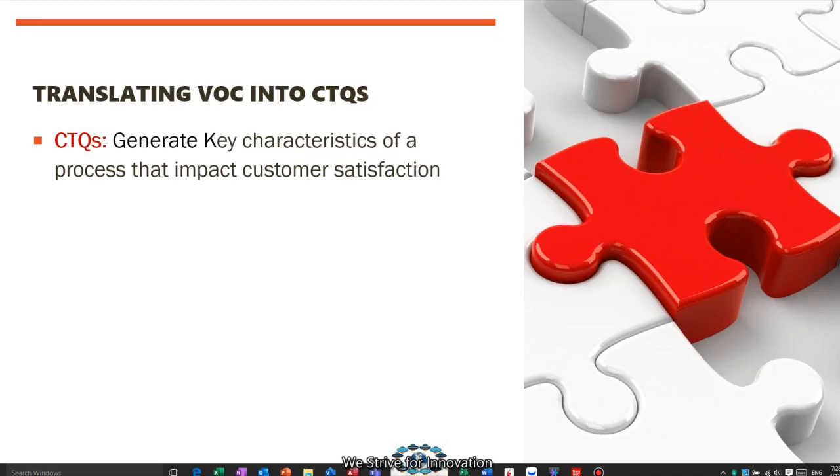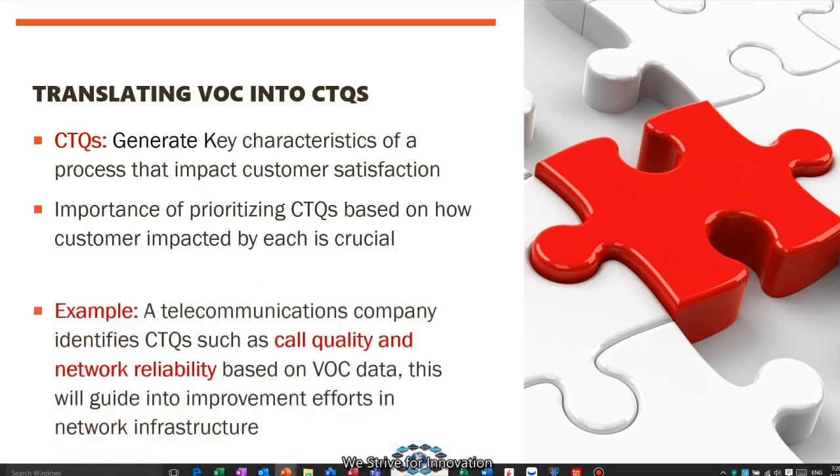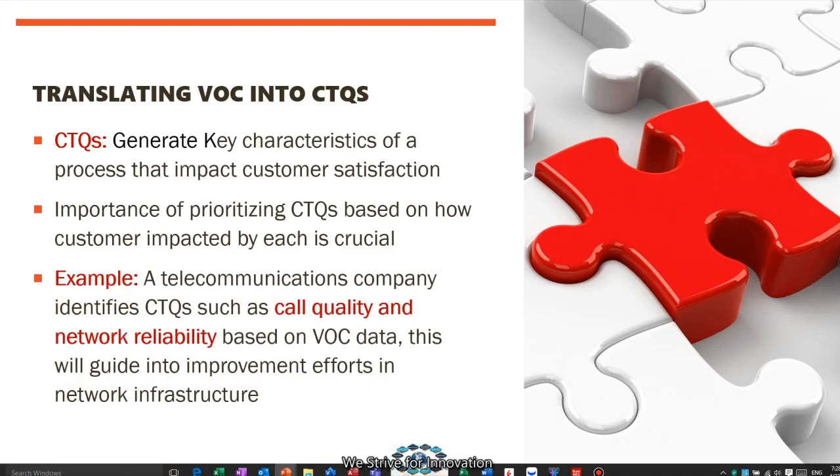It's very important to address that. An example will be a telecommunication company that identifies CTQs such as call quality and network reliability based on voice of the customer. This will guide them to have improvement efforts in their network infrastructure based on that voice of the customer and what exactly the customer is concerned about.